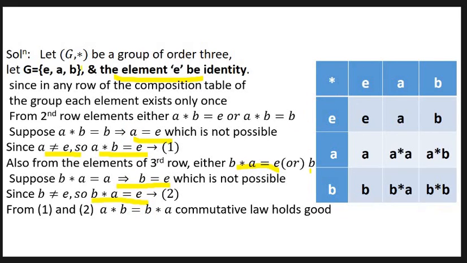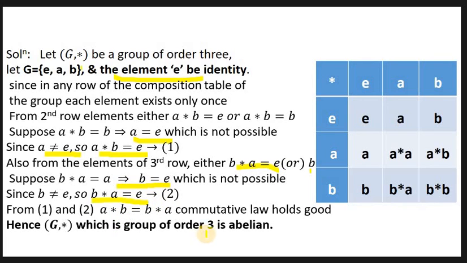Now by using this composition table, we proved that A star B is equal to E and B star A is equal to E. Therefore, A star B is equal to B star A. Hence, the commutative law holds good. Since the commutative law holds good in G, G star, which is a group of order 3, is abelian.